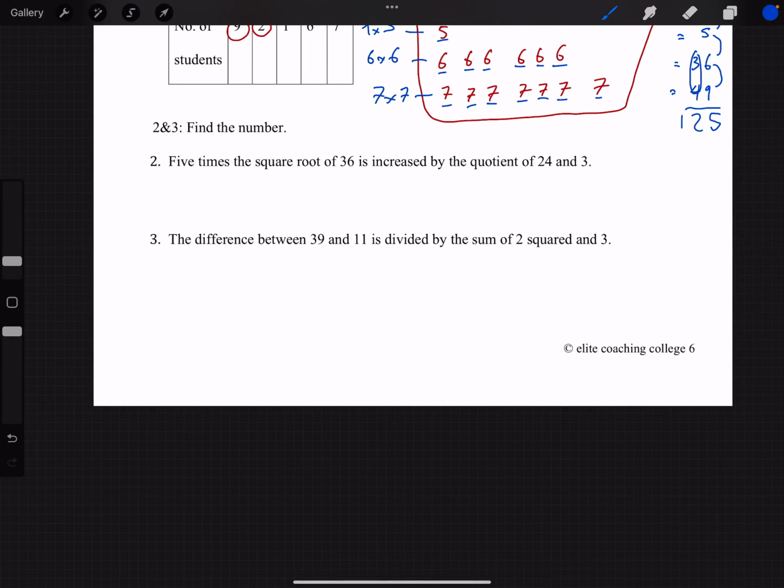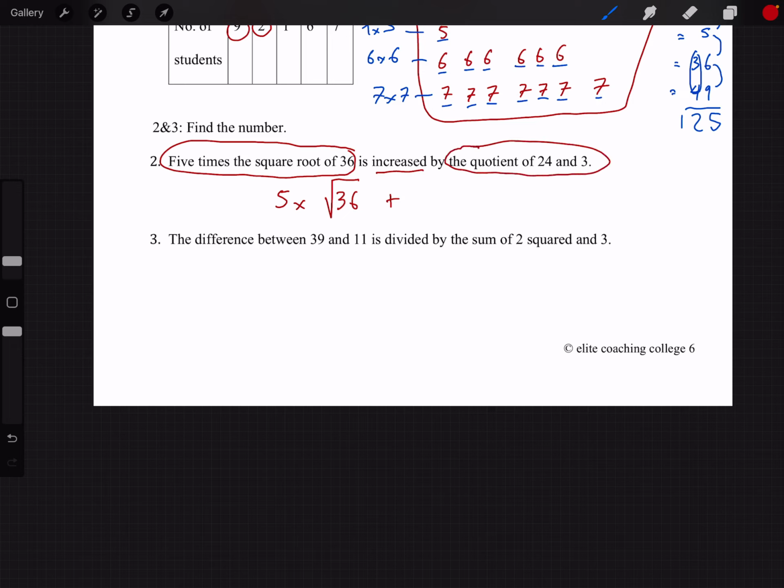Okay. Next one says 5 times the square root of 36. So we have to do 5 times the square root of 36. Increase means plus, by the quotient of this. So the quotient of 24, quotient means divided by 3. So you work that out. This is BODMAS. So you do 5 times 6, plus 24 divided by 3 is 8. And then again, we got to do BODMAS again. So times first, that's 30. 30 plus 8, and the answer is 38.